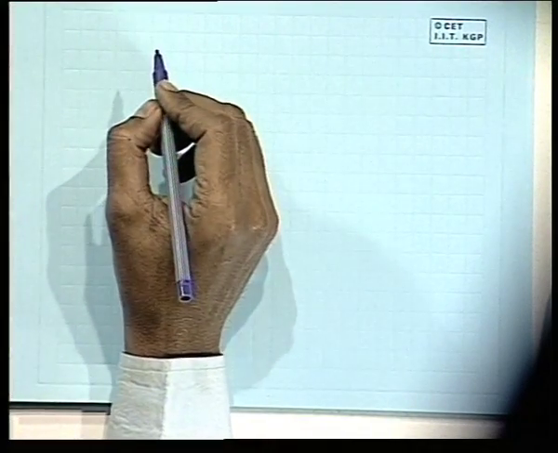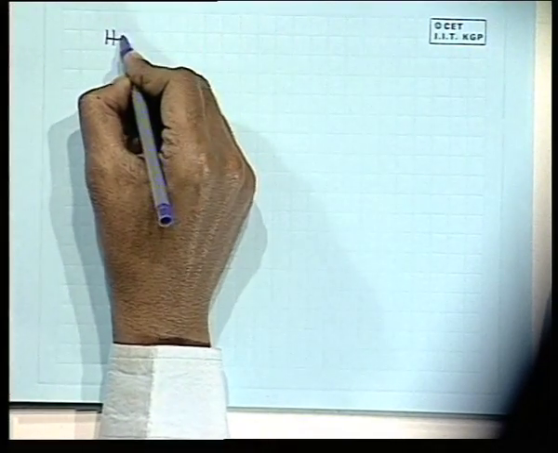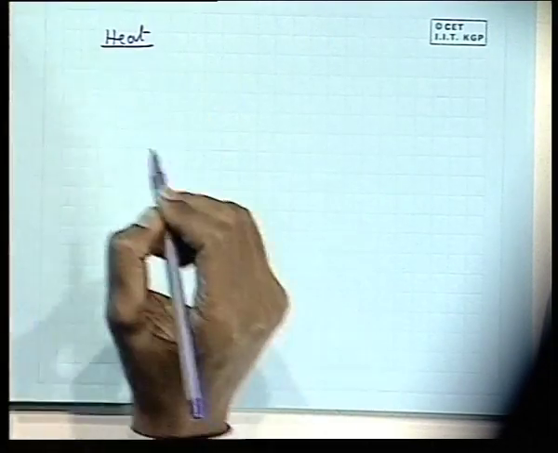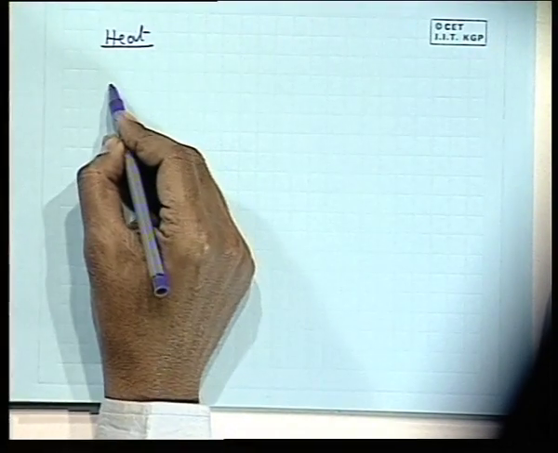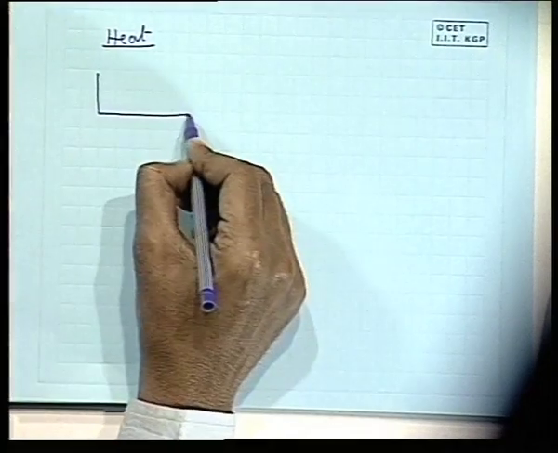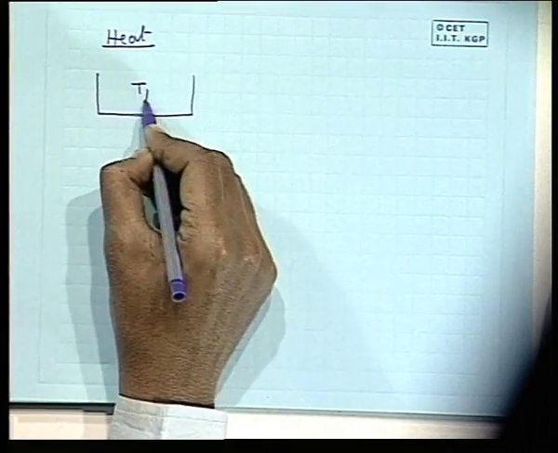Now, let us first find out heat in transit, heat. Now, let us consider that heat is available from a temperature reservoir T1.